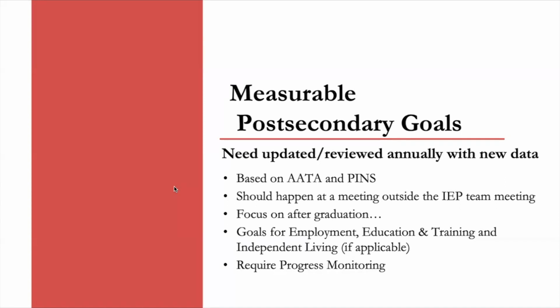The focus needs to be after that graduation. So it's not next year, you don't say in a couple years, you don't say 5 years from now, you say after graduation or after high school. You need to make sure that you have those three goal areas, employment, education and training, and independent living, if you believe it's applicable. And you are required to progress monitor the goals as well as the activities that support the goals. So we're going to talk about that here in a little bit.